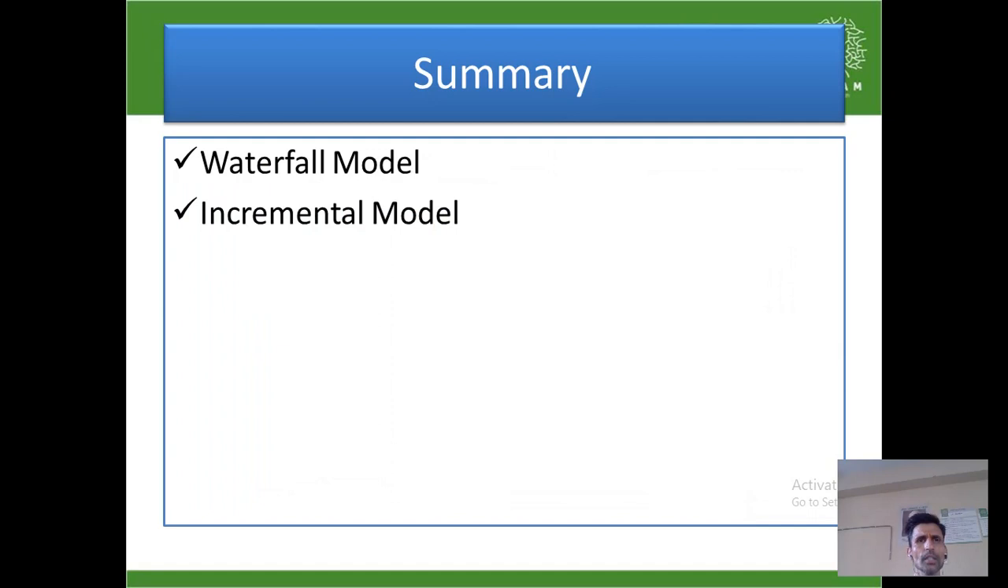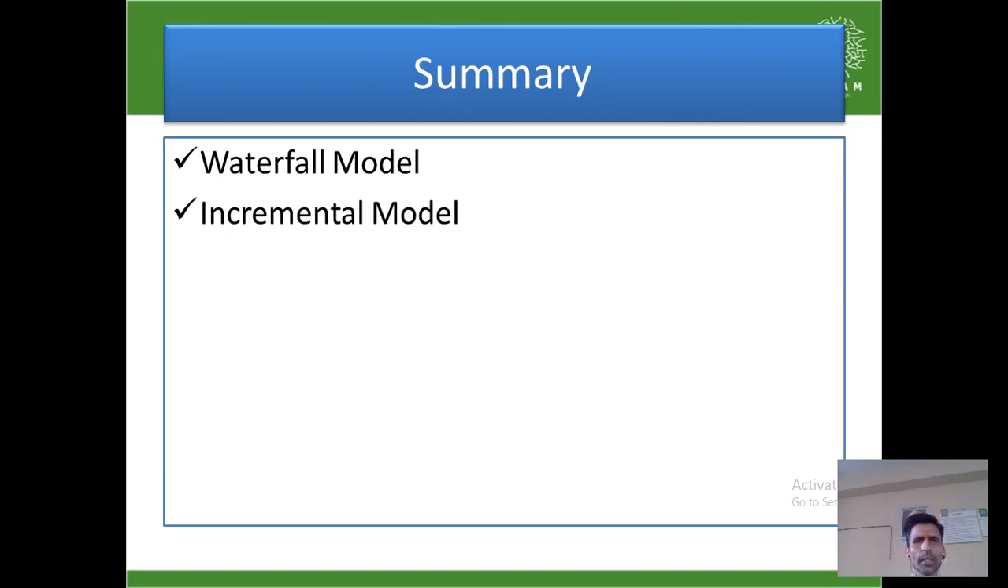You will use the waterfall model when requirements are frozen, like in defense projects. You use incremental models when requirements are not frozen, when you expect that requirements may change, or when the customer wants an early product. So you get some feedback, and you can develop more versions of the software. Different versions come in incremental models.